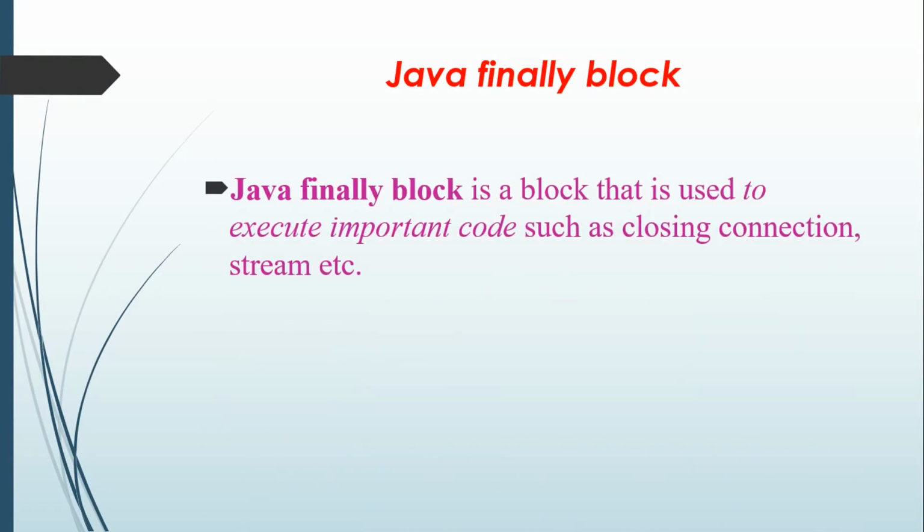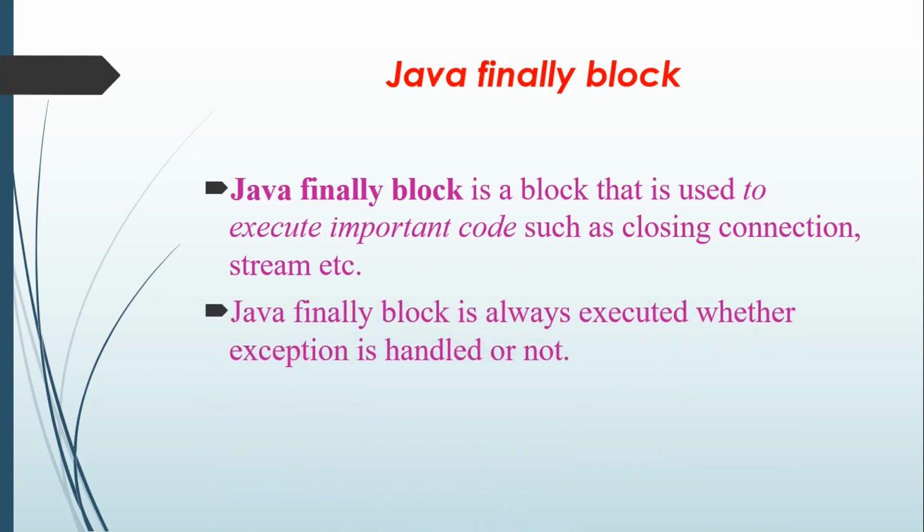The Java finally block is a block that is used to execute important code such as closing a connection, stream, etc. The Java finally block is the type of block which is always executed, whether the exception is handled or not.